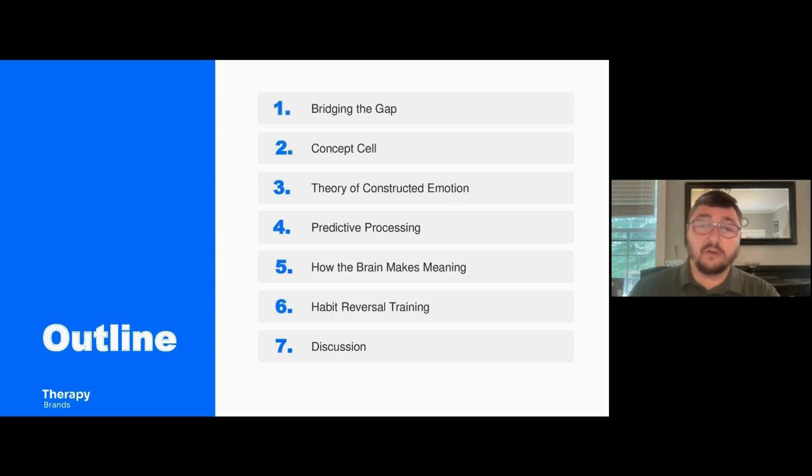And so the theory of constructed emotion is really predicated on this predictive processing of the brain. And how that predictive processing led Dr. Barrett to come to this theory of constructed emotion. I'll talk to you a little about my definition of how the brain makes meaning based on these things.